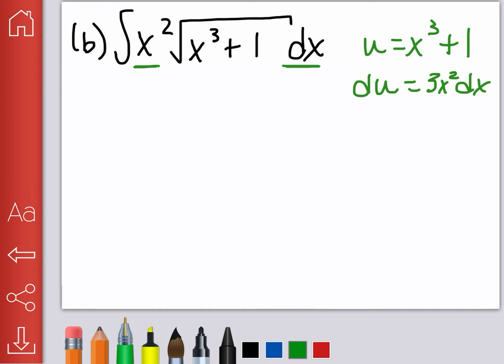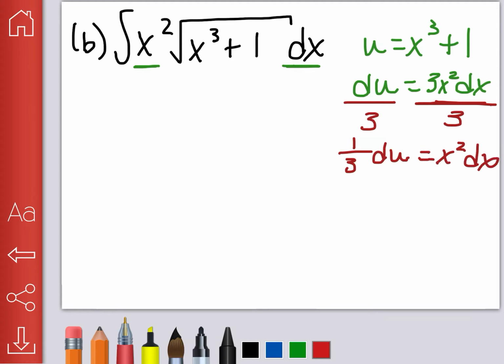But look, I just want x squared dx. So I need to get this x squared dx by itself. So I'm going to divide by 3, which gives me 1/3 du equals x squared dx. Well, this 1/3 is a constant, so by my constant multiple rule, I can plug that in out front of my integral. So 1/3 times u to the 1/2, because that's what the square root is, du.